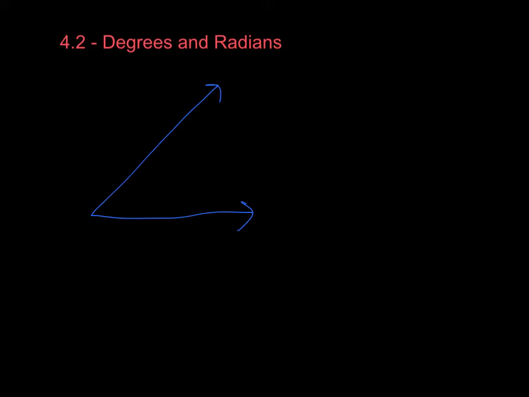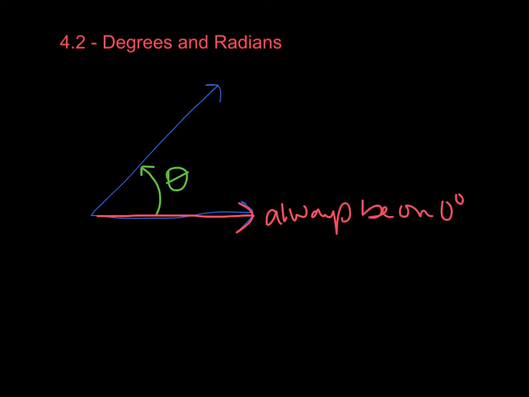Okay, so this in here is what we call theta. That is our angle. This side right here is always attached to the x-axis, so it will always be on 0 degrees. And we call this the initial side. And then this is our terminal side. That is the one that will swing.